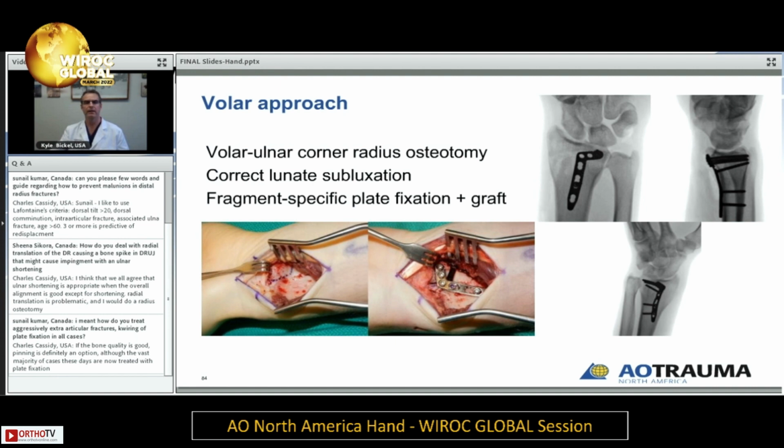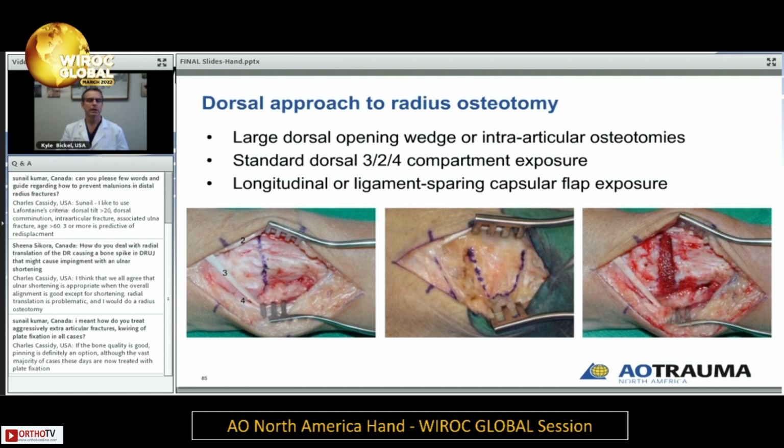restoring that. And again, pay particular attention in these to the radiocarpal alignment, which we can now see has been restored, and that palmar subluxation has been corrected as we've propped up and secured that volar lip. Not all of these are going to be approached volarly, as nice as that would be.